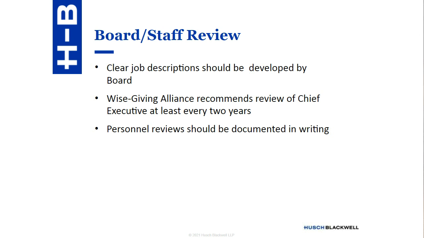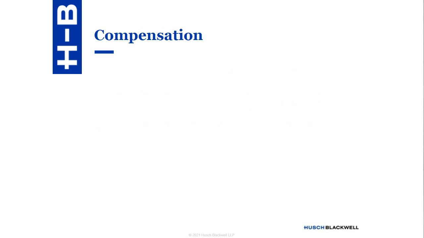Clear job descriptions should be developed by the board, probably in consultation with the officers if we're dealing with officers. The Wise Giving Alliance recommends review of chief executive at least every 2 years, and personnel reviews should be documented in writing. So why have a compensation and review policy? Well, it's good, first and foremost, for effective operations. It also helps guard against the intermediate sanctions that can be imposed by the IRS. And intermediate sanctions are potential tax liabilities for the officers and then also for the organization.